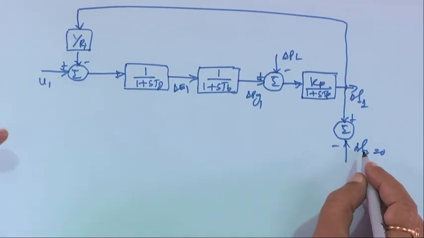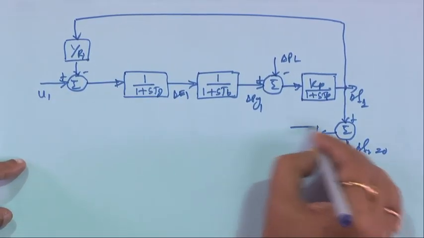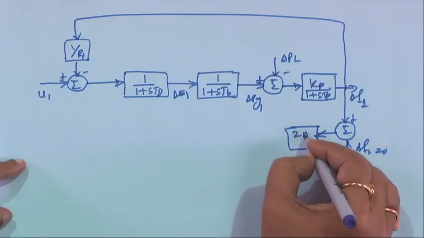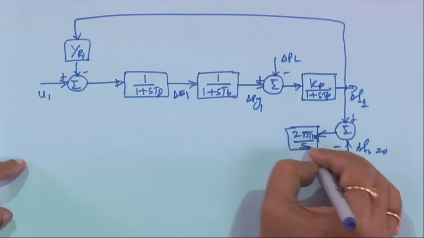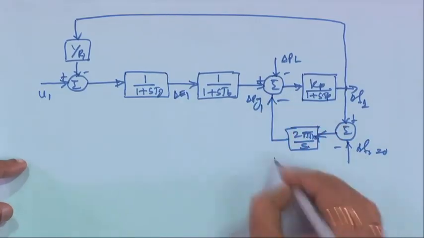I told you that because the area capacity is there, tie power will be there. This will be there. Tie line is there. So it is 2 pi T12 upon S, and here it will be there. Here it will be there. This side it will not be there.